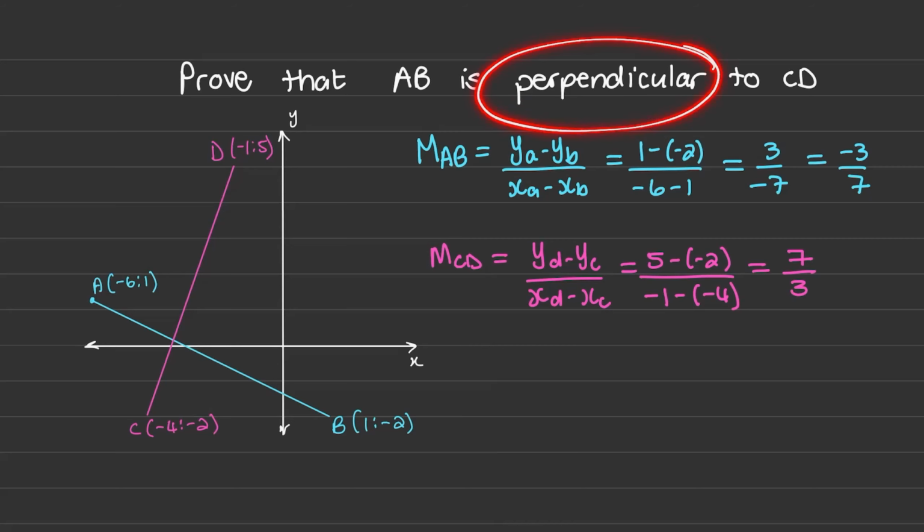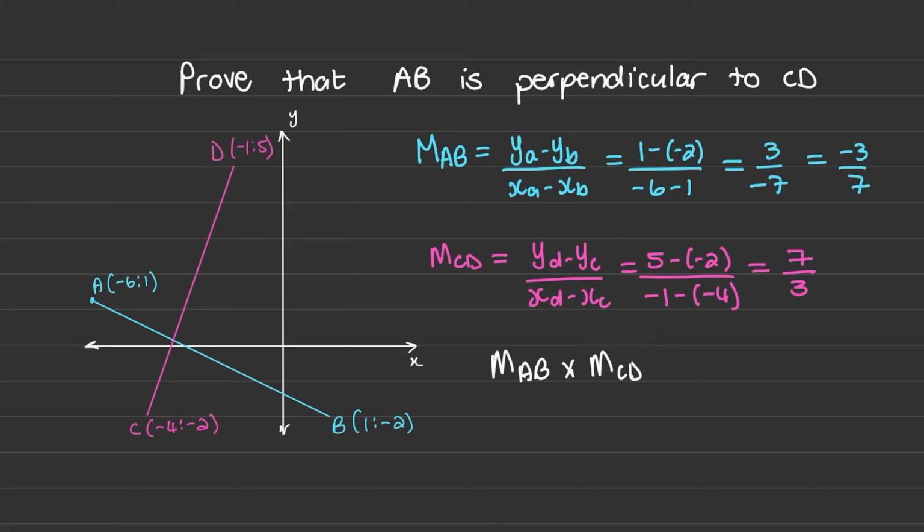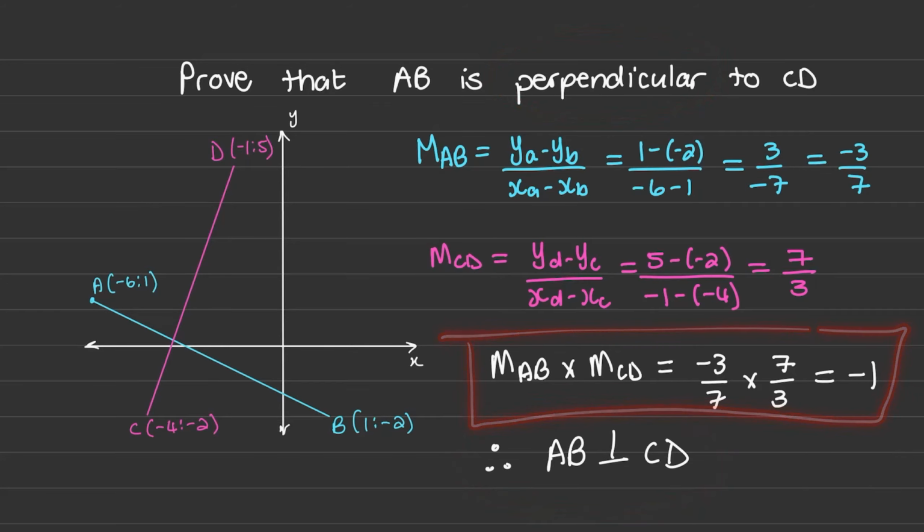Now for perpendicular lines, we need to multiply the two gradients with each other. And if that product is equal to negative 1, then the lines would be perpendicular. So if I have the gradient of line AB and I multiply it with the gradient of line CD, I have negative 3 over 7 multiplied with 7 over 3. And that will simplify to negative 1. Therefore, the line AB would be perpendicular to the line CD. And again, it's important to answer the question by making the correct conclusion at the end and show all the necessary calculations.